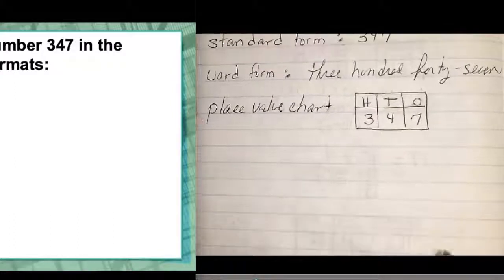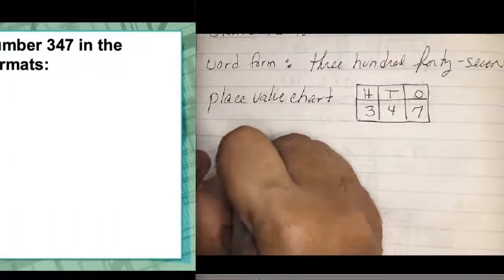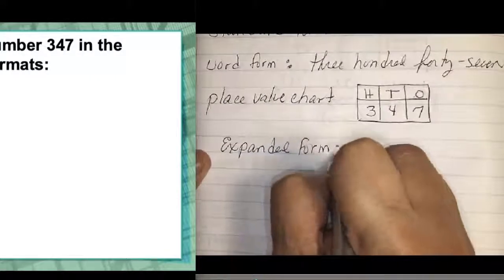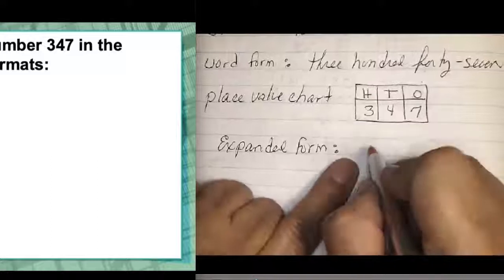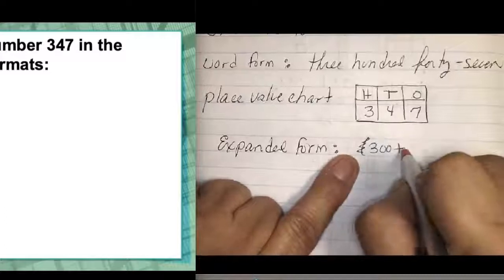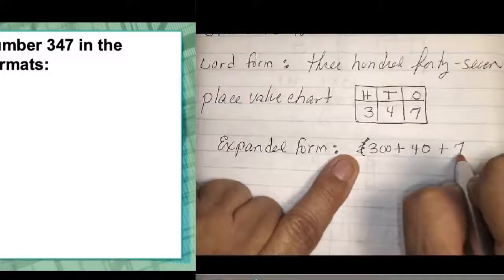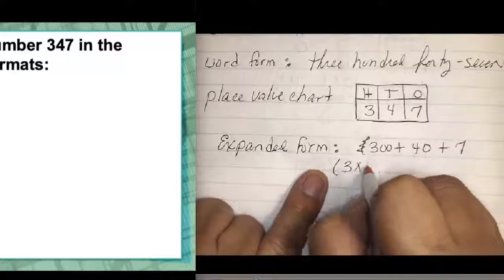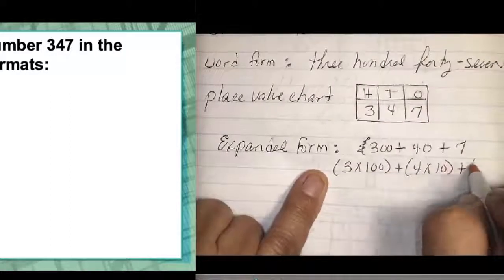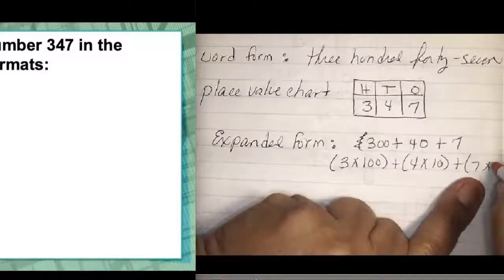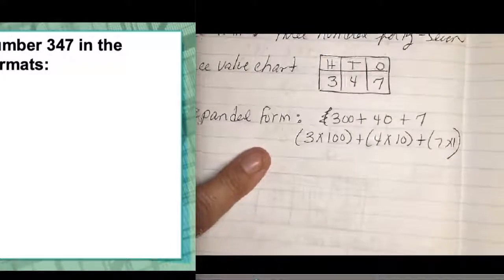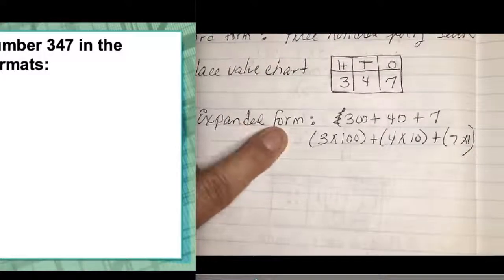Okay. We can do expanded form, the 2 versions. So it's 300 plus 40 plus 7, I don't need parentheses, or 3 hundreds, 4 tens, plus 7 ones. There we go. This is called expanded form.